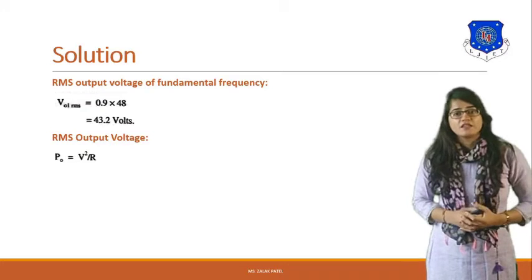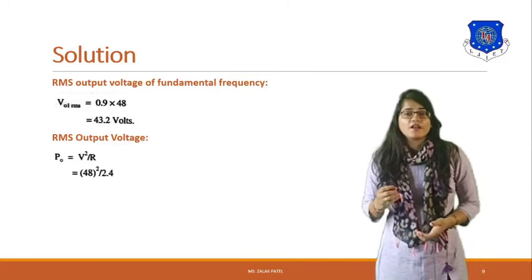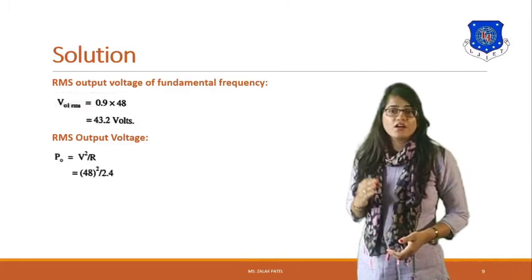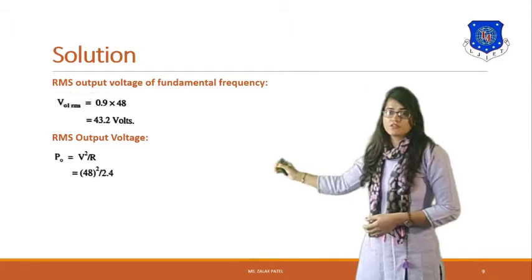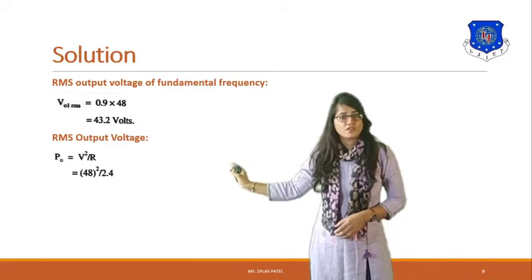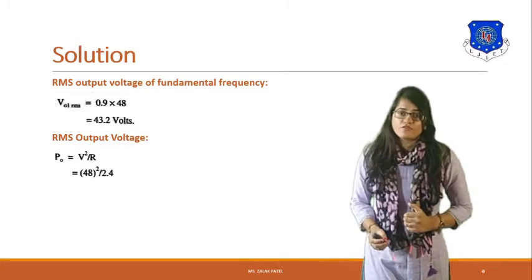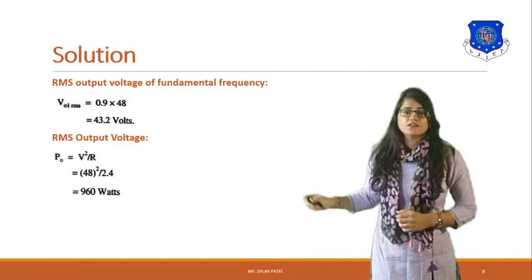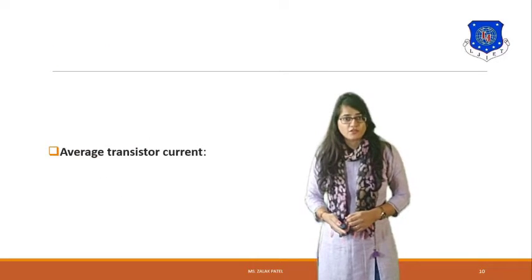It is given by, first we have to find out the power, that is V square upon R, and it is given by 48 square upon 2.4, since the applied voltage is given. You have to simply put it in the equation. So you get 48 square upon the value of the resistor, that is 2.4. So you get the answer 960, that is the value of the RMS output power.